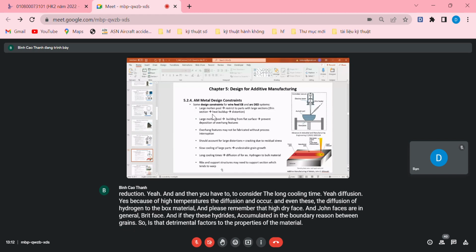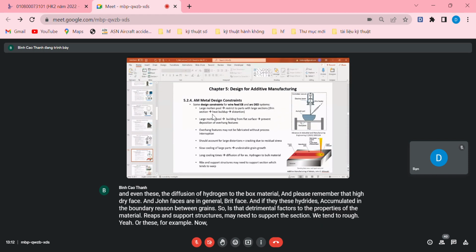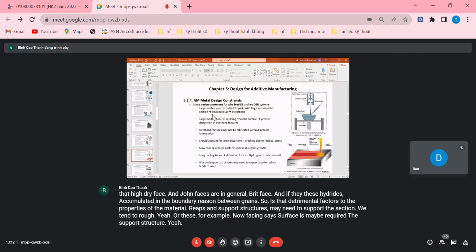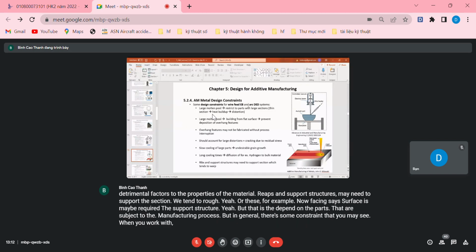Ribs and support structures may be needed to support a section which tends to be rough. For example, for down-facing surfaces, a support structure may be required. But it depends on the parts that are subject to the manufacturing process. In general, these are some constraints that you may see when you work with wire-fed electron beam or arc directed energy deposition.